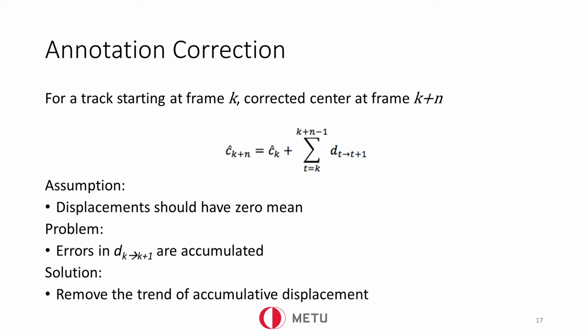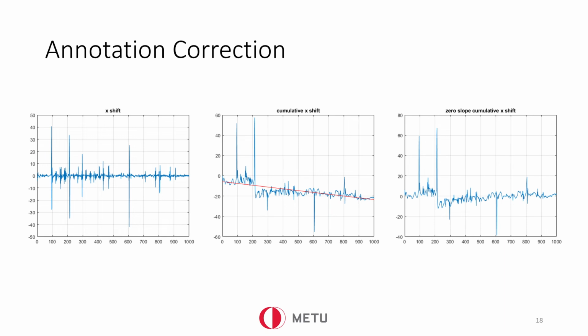However, there is a problem. Since all displacements are accumulated, errors are also accumulated and there is a drifting. We remove the trend of accumulative displacement to achieve a zero slope and zero mean. To be more specific, please have a look at following figures.